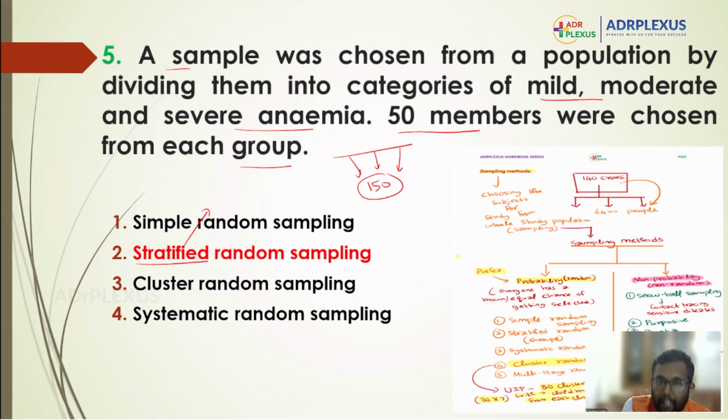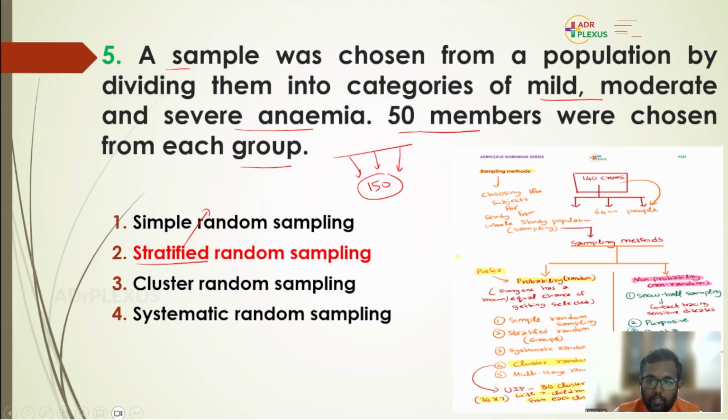Stratified random sampling. Here they are not taking the whole groups. From each group, they are taking a number. Then it becomes stratified random sampling. In case the question had come like, out of 10 groups, 3 groups are chosen as a whole, then it could have been cluster random. So it is a stratified random sampling. You can see here: groups, stratified random. Why is it not systematic random? For systematic random, you have to calculate something called the sampling interval.